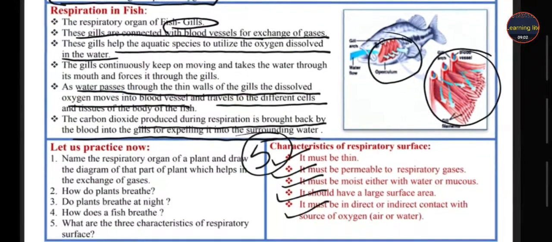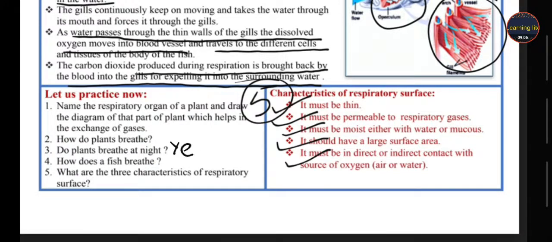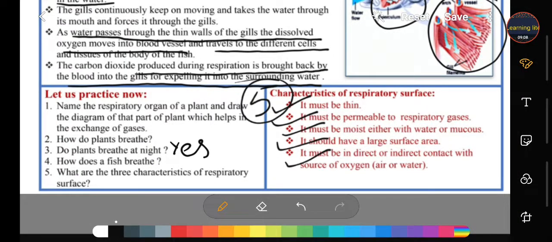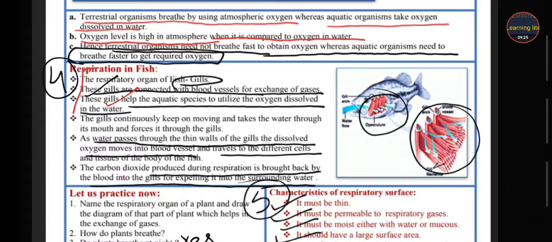Do plants breathe at night? Yes, you have to rest. How does a fish breathe? So student, this is your fourth answer. How does a fish breathe? Fish breathe by the gills, and these gills are connected with the blood vessels and they help in the exchange of gases. So you have to write from there.